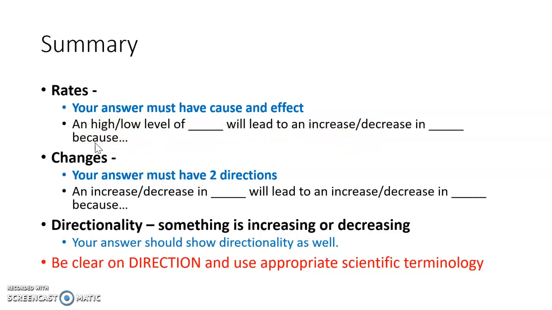Always have your supportive reasoning. If the question asks about changes, your answer must have 2 directions. Usually you can restate something that was in the prompt. So an increase or decrease would lead to an increase or decrease in something else, again with your supportive reasoning. If your question has directionality, it states that something is increasing or decreasing, your answer should show directionality as well. Always be clear on the direction and use appropriate scientific terminology. As a teacher or as a grader, we can only grade what you write and not what you meant to say. I hope that helps.